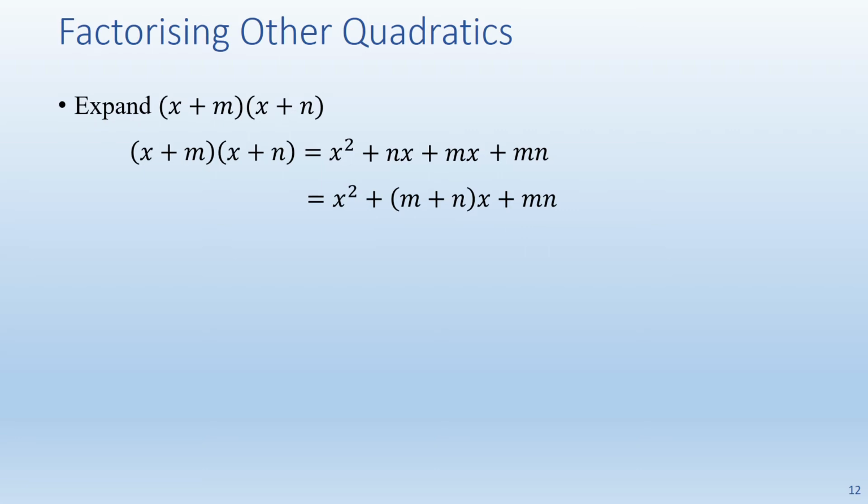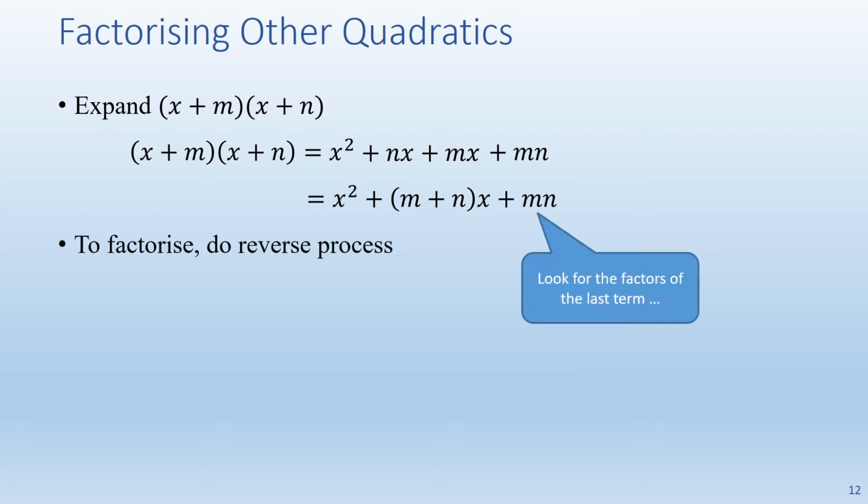So if we're going backwards, we're really looking for the factors of the last term there. So mn will be some numbers, and we have to look for the factors, m times n. And those factors have to add up to that middle term, m plus n lots of x. And so the process is to look for factors of the last term that add up to the middle term.